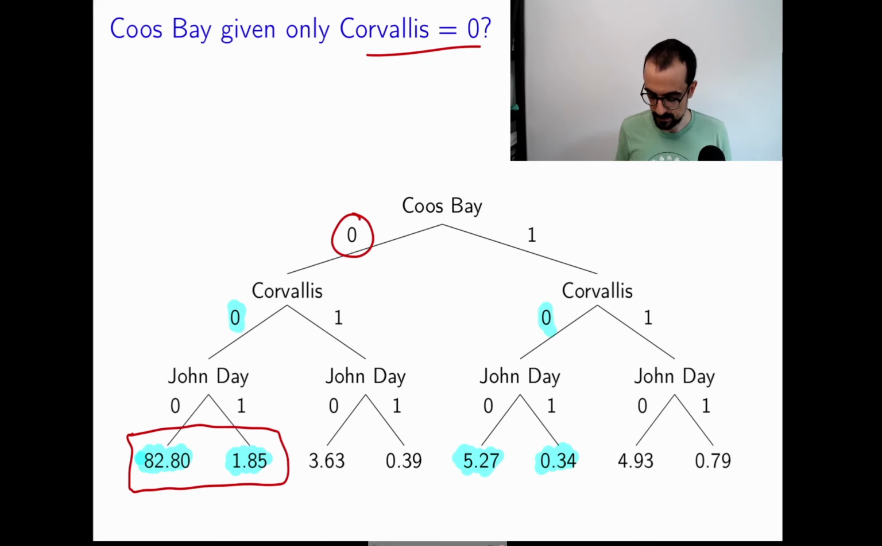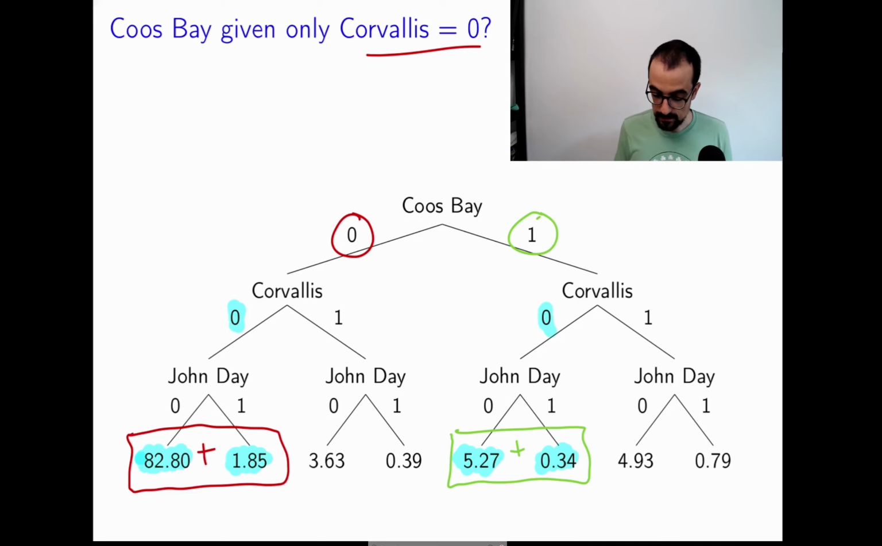But that's not a normalized probability, right? We also have to consider the probability that it does rain. I'm going to use a different color, maybe I'll change to green. That it does rain in Coos Bay. Then for the probability that it does rain in Coos Bay conditioned on that, we're going to add these two values.